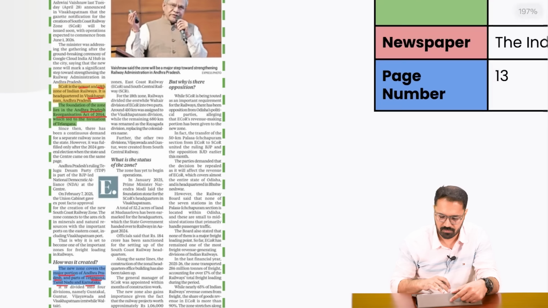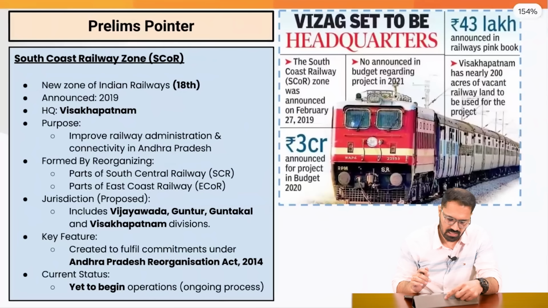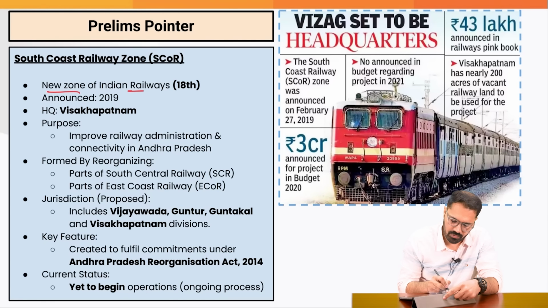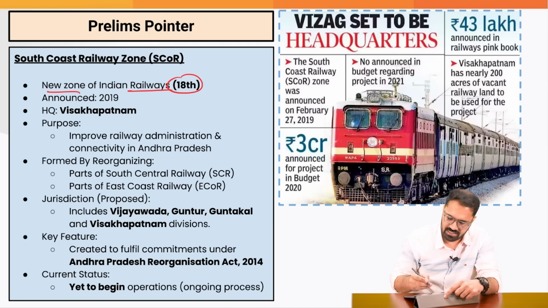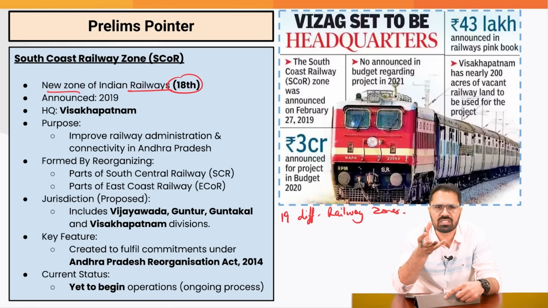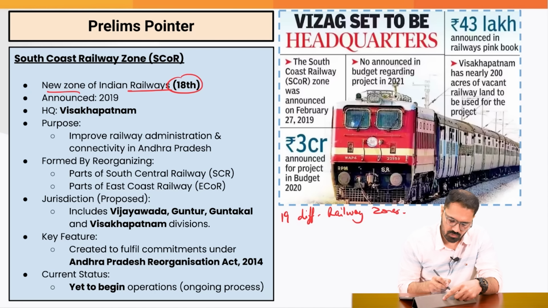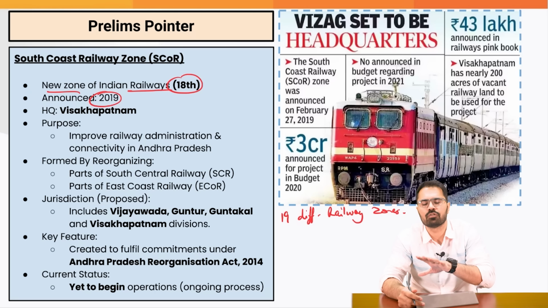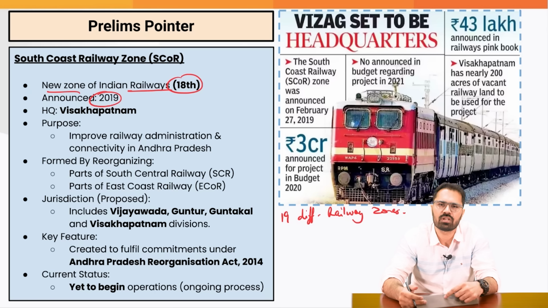Fine. So what do you have to remember here? This South Coast Railway Zone is a new zone of Indian Railways. This is the 18th. Right now we have 19 different railway zones. The 19th is Kolkata Metro, which has been given the status of a separate railway zone, which was added later on after this 18th zone. Now this was announced in 2019 as the 18th railway zone. After that, the 19th railway zone, Kolkata Metro, has been announced.